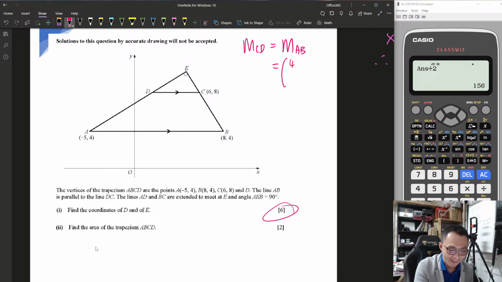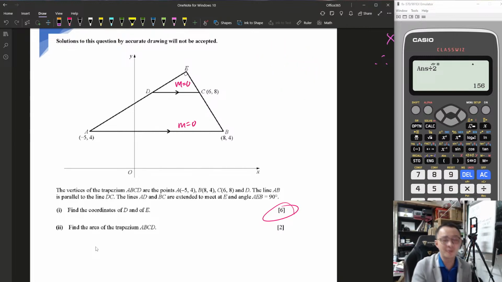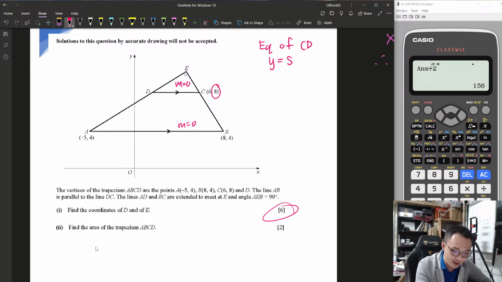This is 4 minus 4 over negative 5 minus 8, which is 0. So both of them have a gradient of 0. Then I can get the equation of CD easily, because gradient of 0 means it's parallel to the x-axis. Parallel to the x-axis, we just copy the y value. So the equation of CD is just y equals 8.